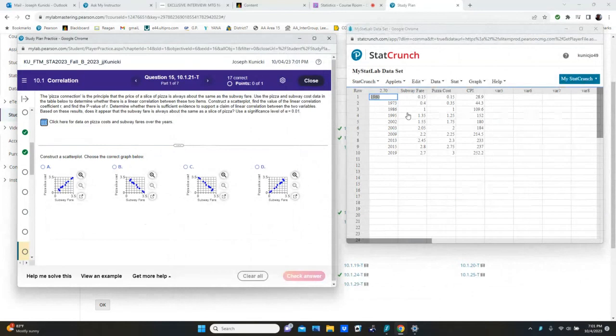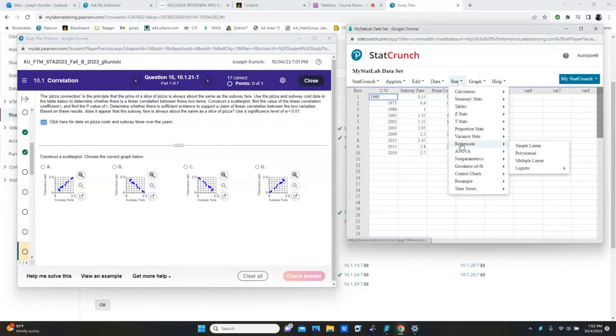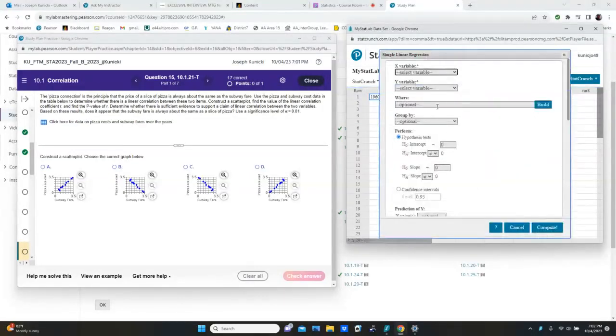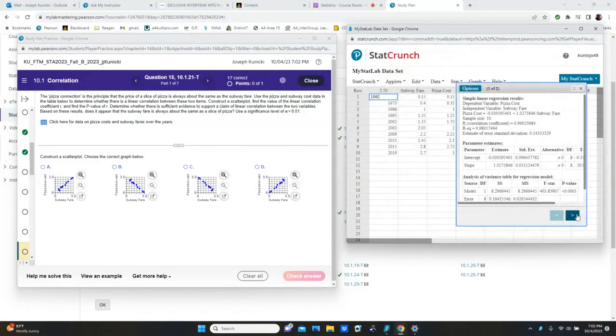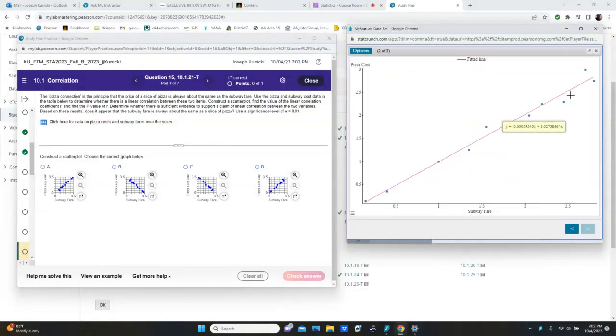So the two columns I want are subway fare and pizza cost. Notice pizza's on the Y, subway fare is on the X. So I go to Stat, Regression, Simple Linear. I select subway fare for X variable and pizza cost for Y variable. Everything else is set, so I just hit compute. Notice the hypothesis test is that rho equals 0, and the alternative is it's not equal to 0. We would use the bottom one for slope. Okay, so compute, and I'll make it bigger.